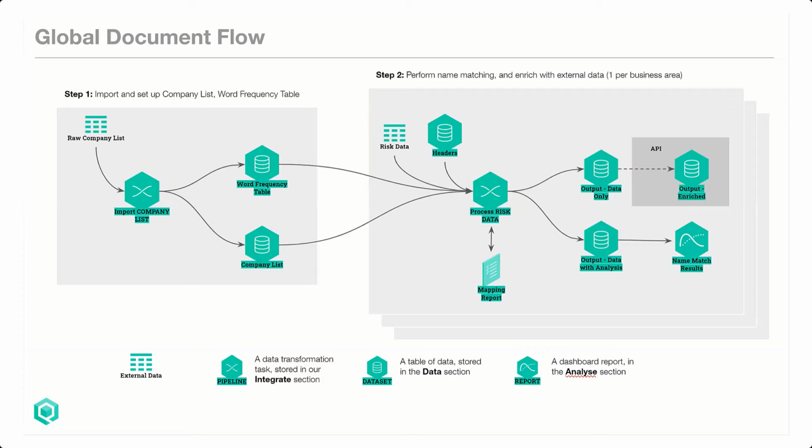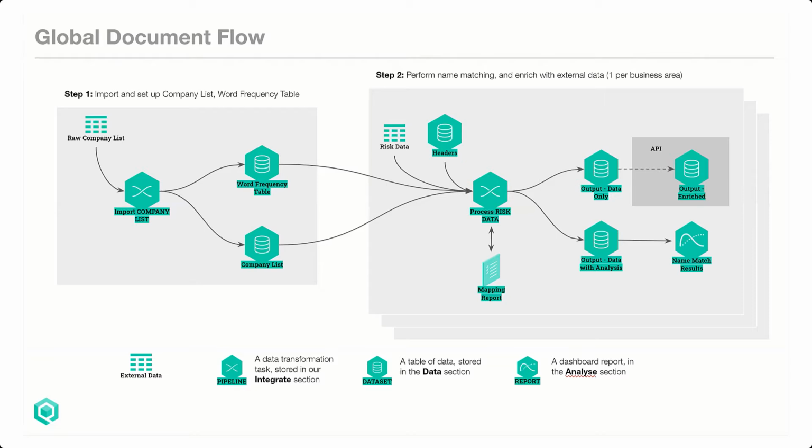Is the word frequency table based on the spreadsheet? It's relative to your reference company list. Gotcha. And the word frequency table is just a two-column table: the word, and the number of times that word appears.